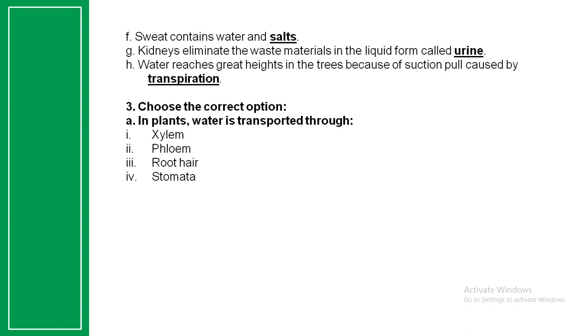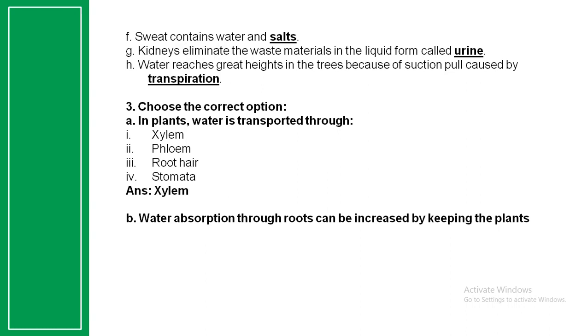So, what should be the answer? Definitely xylem. So, xylem's main function is to transport water to all plant parts. Second one is water absorption through roots can be increased by keeping the plants in the shade, in dim light, under fan, or covered with a polythene bag.